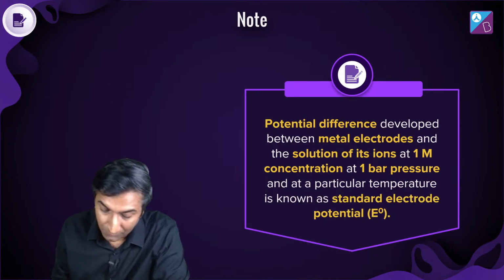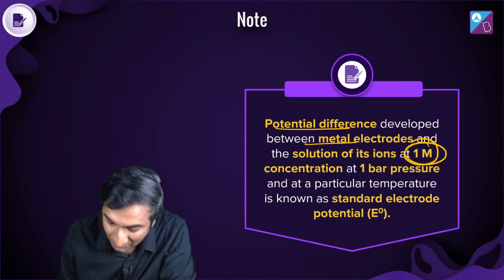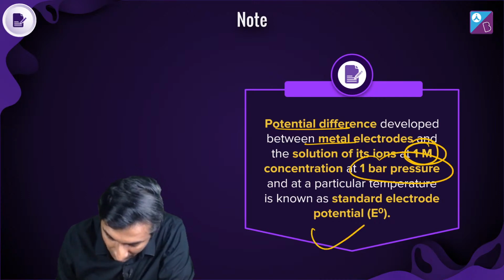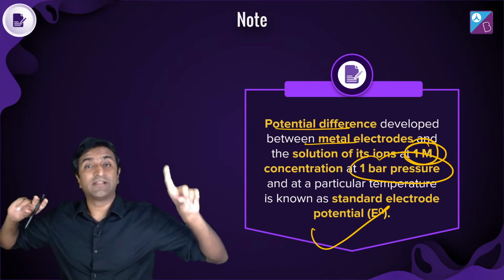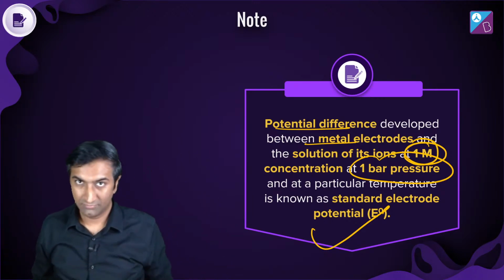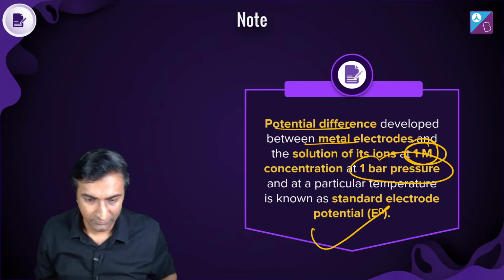Anyway, the potential difference developed between these metal electrodes and at 1 molar concentration, 1 bar pressure को हम लोग E0 बोलते हैं. Standard in the whole of thermodynamics, standard conditions क्या थी? 1 bar pressure, 1 molar concentration, है ना? Yeah. All right.